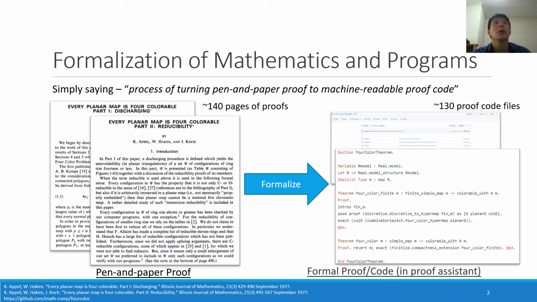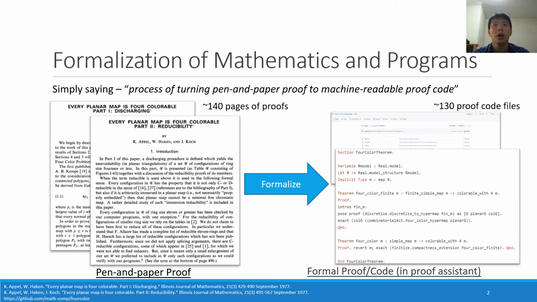Simply saying, formalization of mathematics and programs is the process of turning pen and paper proof to machine-readable proof code. We will use the famous four-color theorem to illustrate. On the left-hand side, we have the traditional pen and paper proof, which is written in natural language. Whereas on the right-hand side, we have machine-readable proof code. We call them formal proofs, which is written through the use of proof assistants.